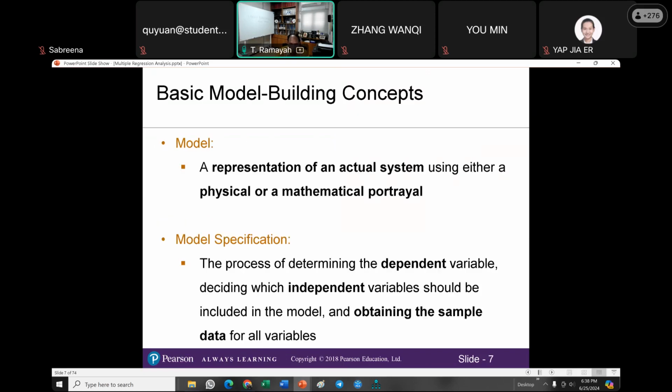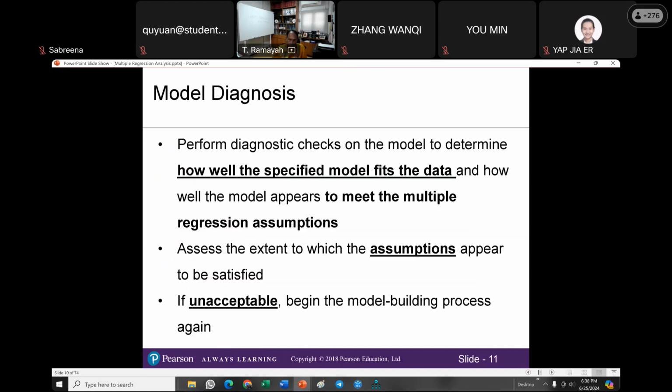These are some basic terms you need to understand in multiple linear regression. The first one is what we call a model. When we say model, we can present the model graphically, or we can also present the model in terms of an equation. Here we can see an example. Let me show you quickly.